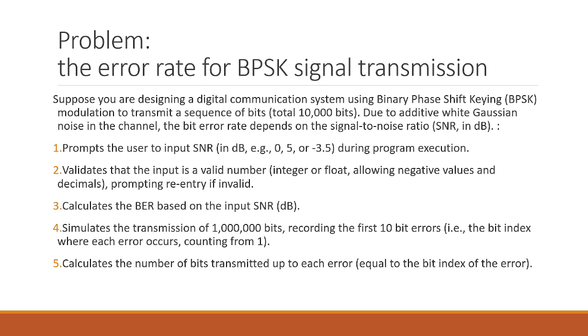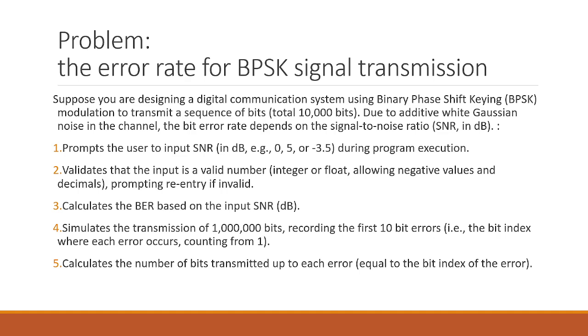Here's how it works. First, it asks you to type a number called SNR, which shows how clear your signal is compared to noise. A bigger number, like 5, means a clearer signal. It makes sure you type a real number like 0 or 5, and asks again if you type something like ABC.